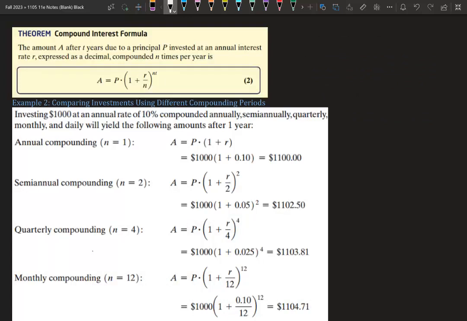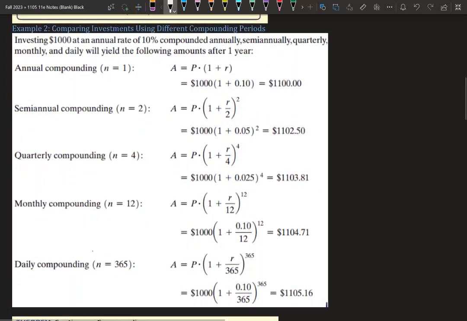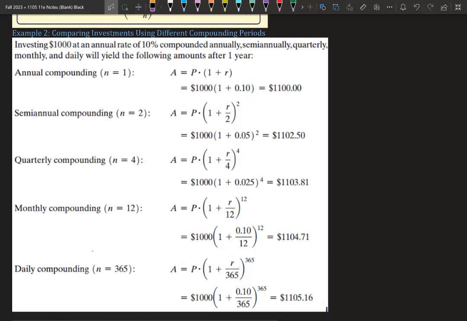Compounded interest. The amount A after T years due to a principal P invested at an annual interest rate R expressed as a decimal compounded N times per year. So these are comparing investments using different compound rates. This is just something to look at and review. Let's say you're investing $1,000 at an annual rate of 10% compounded annually, semi-annually, quarterly, monthly, and daily. So you're going to see what's the difference if I put $1,000 at a 10% interest rate, how much am I going to get back if we compound annually, semi-annually, quarterly, monthly, and daily.